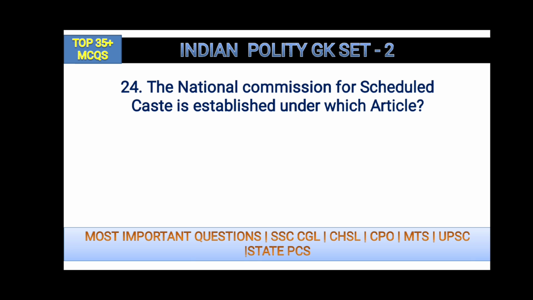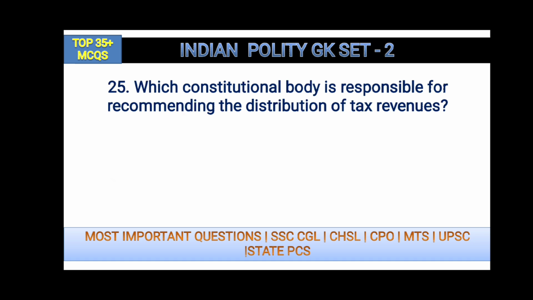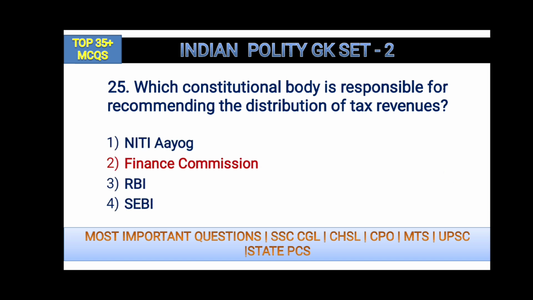The National Commission for Scheduled Caste is established under which article? It is established under Article 338, option number 1. Which constitutional body is responsible for recommending the distribution of tax revenues? It is the Finance Commission, option number 2.